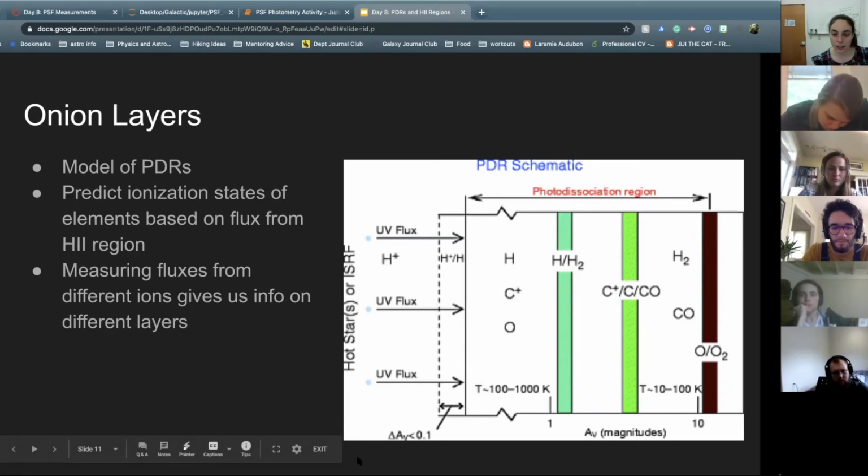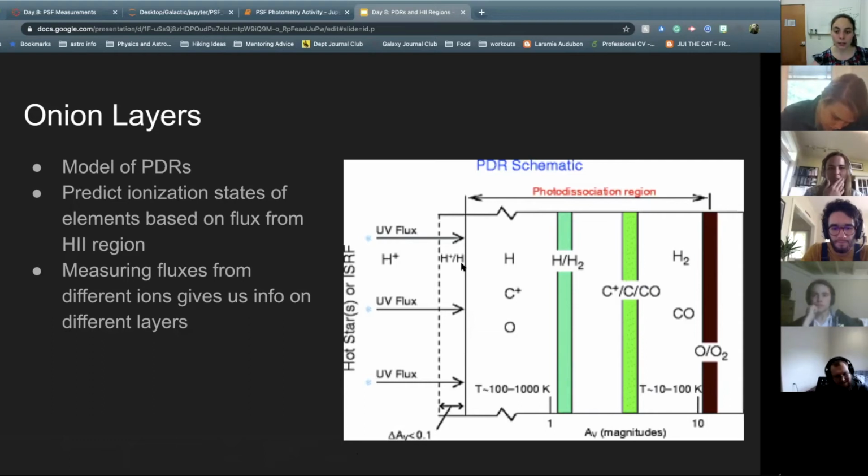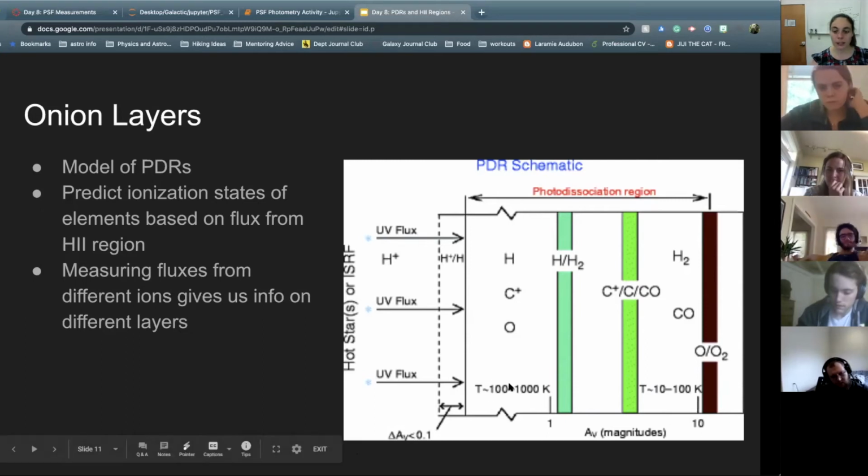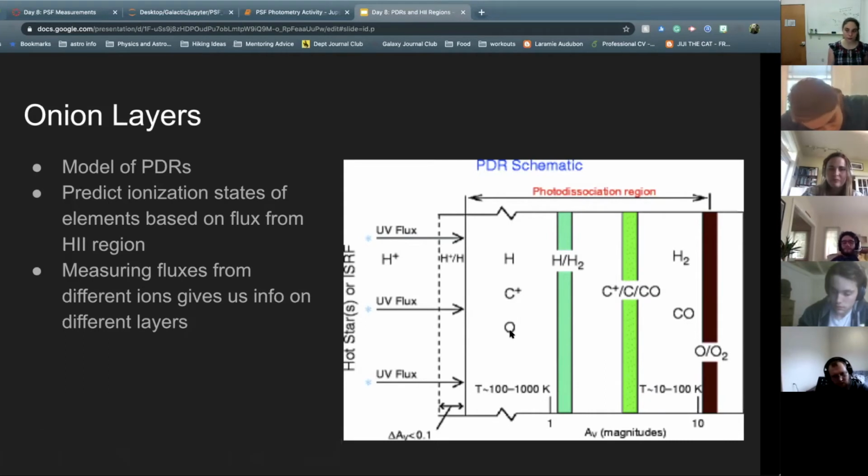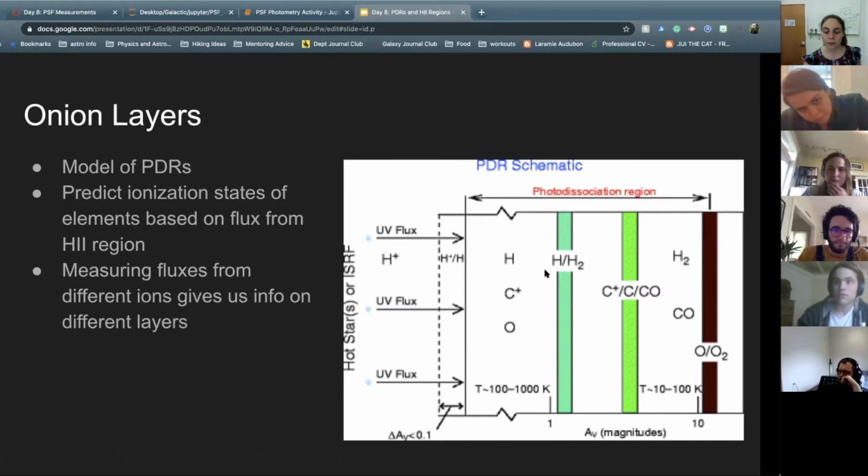But so we have our H2 region here, and then we reach a point where all of our hydrogen ionizing photons are used up, and hydrogen goes from being ionized to being neutral, and we are no longer in an H2 region, we are in a PDR. So right after that, temperatures will still be pretty hot, and we will have neutral oxygen, because oxygen ionizes at 13.6 electron volts as well. But we will still have singly ionized carbon. Carbon has an ionization potential of 11.3 electron volts. And then we will have neutral hydrogen again.